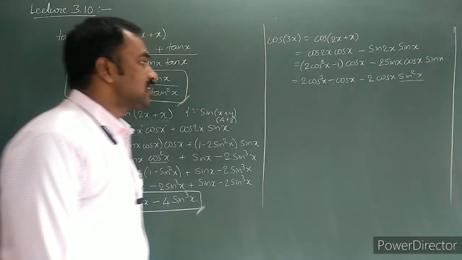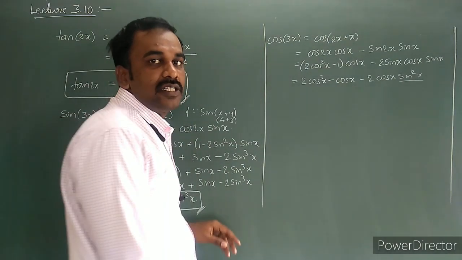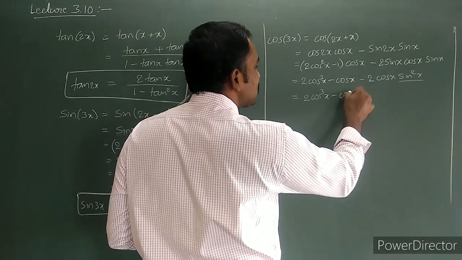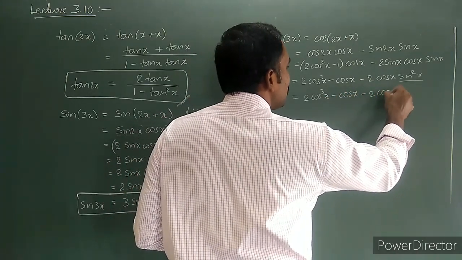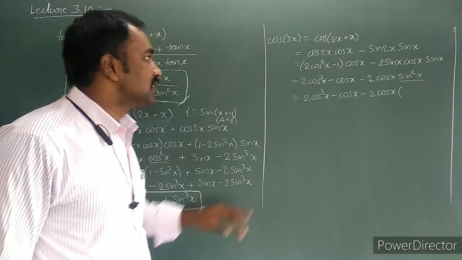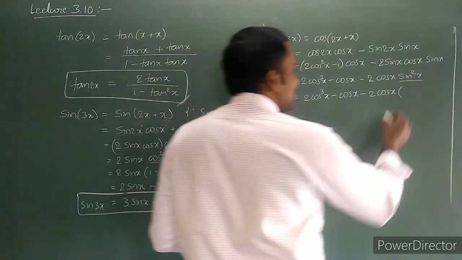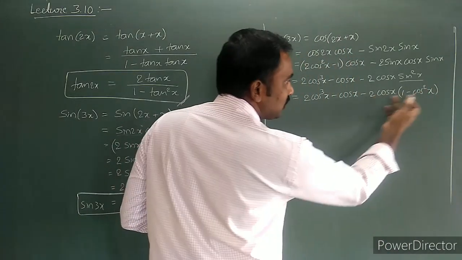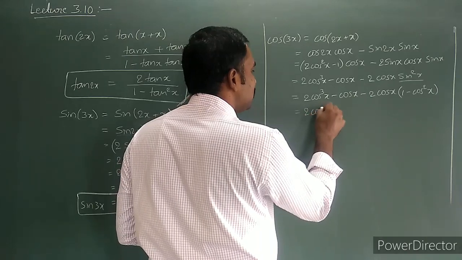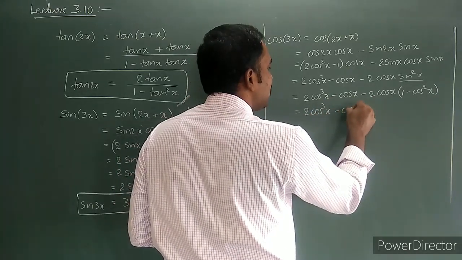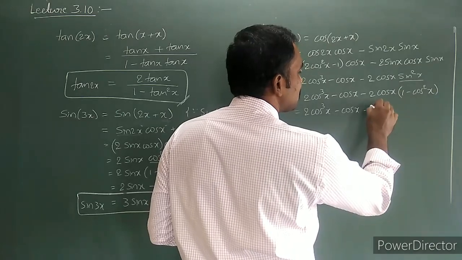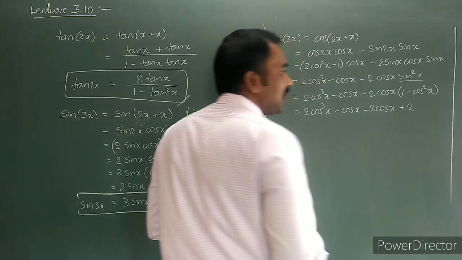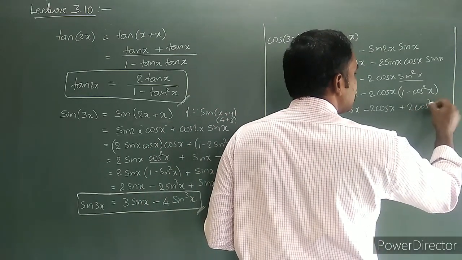Now sin square x is replaced in terms of cos by using the first trigonometric identity. 2 cos cube of x minus cos of x minus 2 cos of x into sin square x. I need it in terms of cos, so sin square x can be written as 1 minus cos square of x, minus 2 cos x into this bracket. What will we get? 2 cos cube of x minus cos of x minus 2 cos x into 1, minus 2 cos of x, plus 2 cos square x into cos x is cos cube of x.